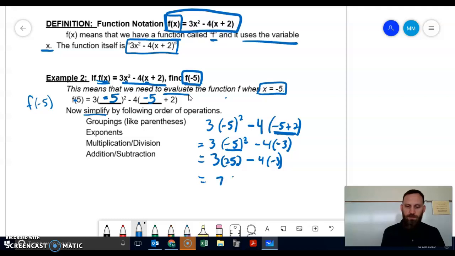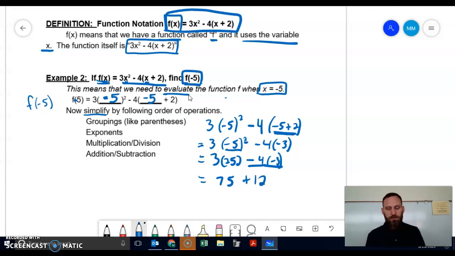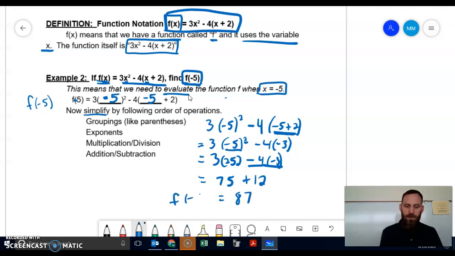3 times 25 is 75. Minus 4 times negative 5. A minus and a negative, two negatives multiplied, would turn that into a plus. Keep an eye on your negative sign. So that's plus 20, which then gives me 95. So that means f of negative 5, for this f function, would equal 95.